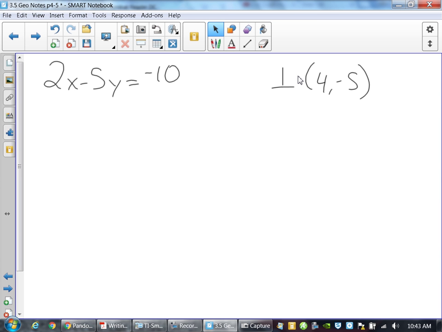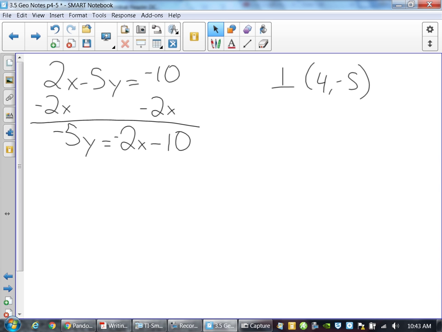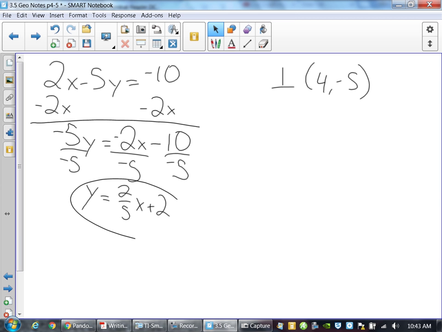I want to get y by itself. There's a couple ways I can go about it. Yes, ma'am. What's one way? Subtract the 2x. So if I subtract the 2x, drop it down, you have that negative 5y equals negative 2x minus 2. And then what do I do? Divide everything by negative 5. Then y is 2/5x plus 2. Then you're done.